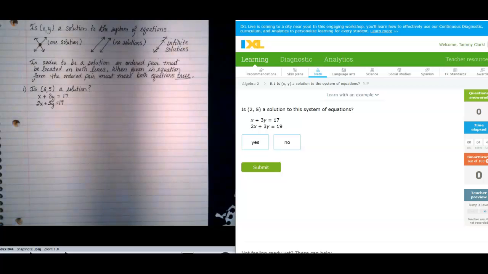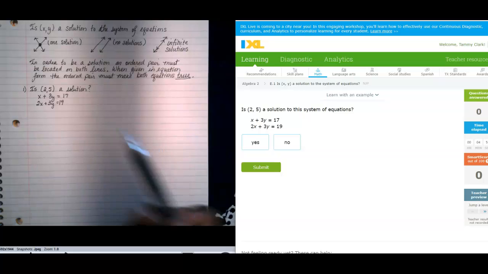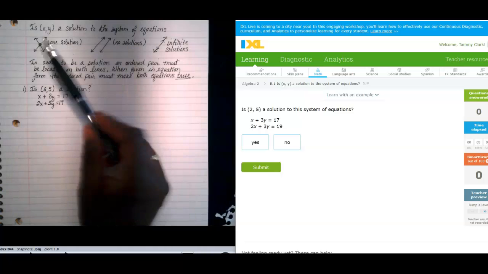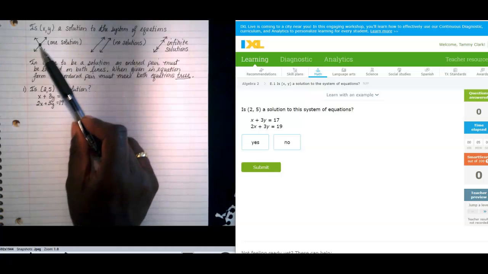Hello, today we're going to be talking about solutions to systems of equations. And I put on our notes a couple of reminders from Algebra 1. When we had a system of equations, basically it was where two lines cross. That's a system of linear equations. And if we had one solution, it would be exactly where both lines intersected.